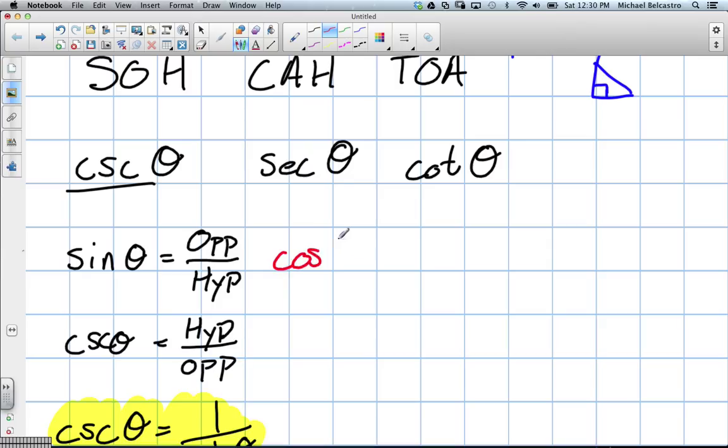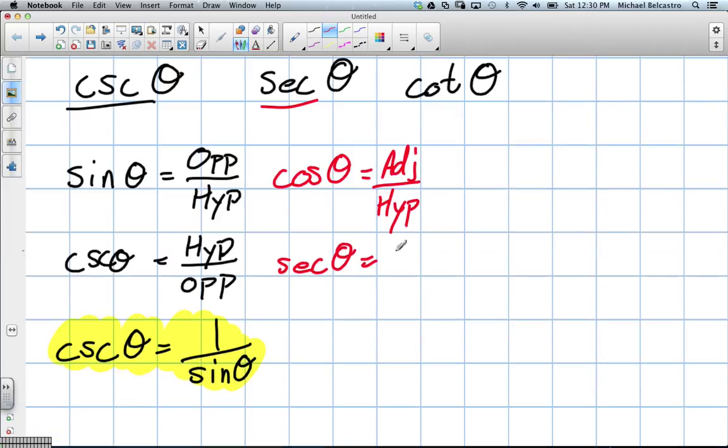Cos theta, we'll do them in different colors here, is equal to the adjacent over the hypotenuse. Right? So if I was to tell you that secant was the inverse of cos, what would its ratio be equal to? Hypotenuse over adjacent. Exactly. Okay. And then what would probably be the most common way they'd represent secant theta then? 1 over cosine theta. Yeah, that's exactly right. This is the most common way to represent it.